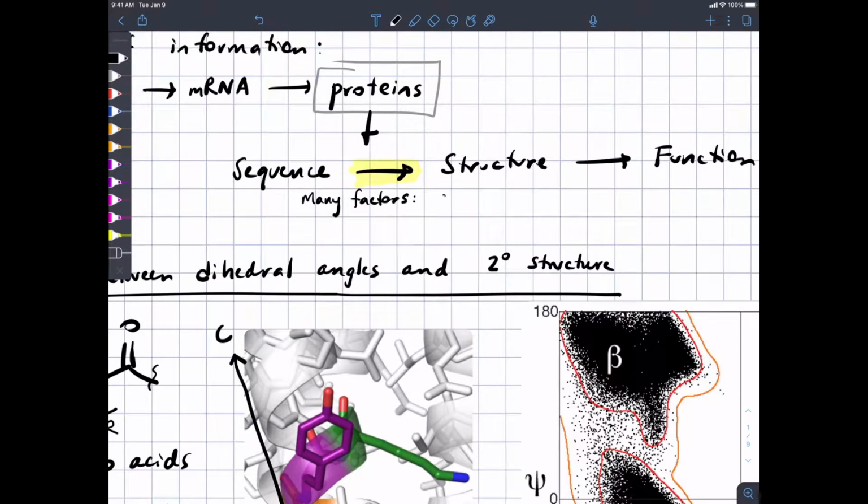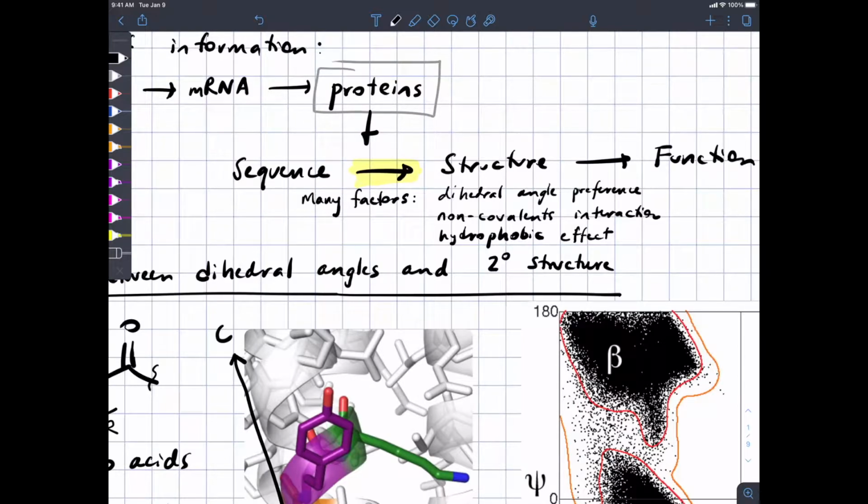And these factors can include dihedral angle preferences of specific amino acids. They can also include various non-covalent interactions, which you learned about in 351 and we'll talk about again. And then also something called the hydrophobic effect, which you also learned about in 351. It's the reason, for example, why oil and water don't mix.